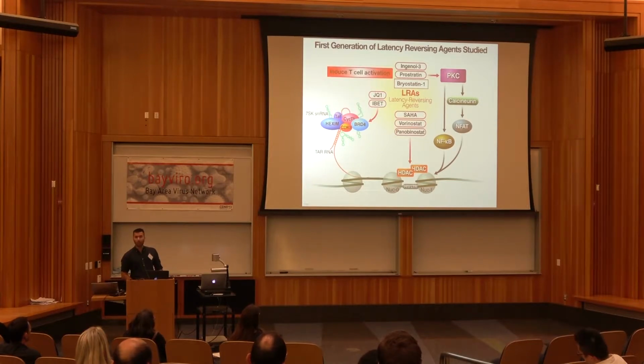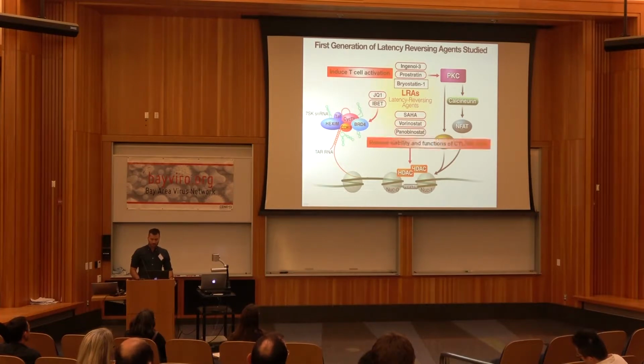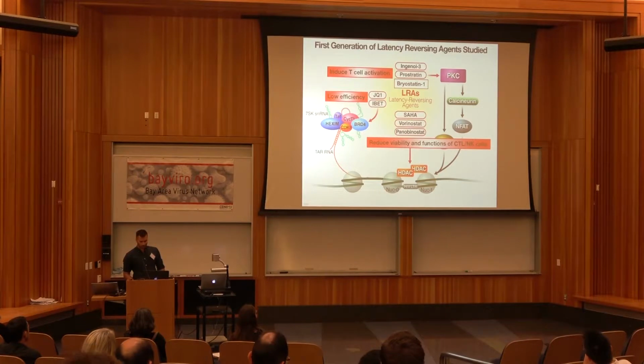So first of all, the PKC activators are known to induce activation of T cells, release of inflammatory cytokines, and so the so-called inflammation process, cytokine storm. HDAC inhibitors, and in particular panobinostat, have been shown before to reduce the viability and the cytotoxic effect or functionalities of CTLs and NK cells. And finally, bromodomain 4 inhibitors, even if they're not toxic, really need to be combined with other agents in order to give some sort of efficiency in the latency reversion.